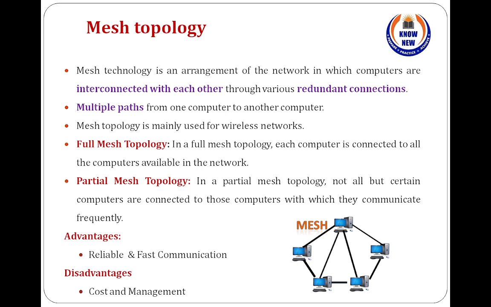It can have two different types: full mesh topology and partial mesh topology. In full mesh topology, each computer is connected to all the remaining computers in the network. In partial mesh topology, not all the nodes are connected, only a certain number of computers are connected, through which the packet transmission will succeed. The advantage is reliable and fast communication, and the disadvantages are cost and management. So these are the main features of a mesh topology.